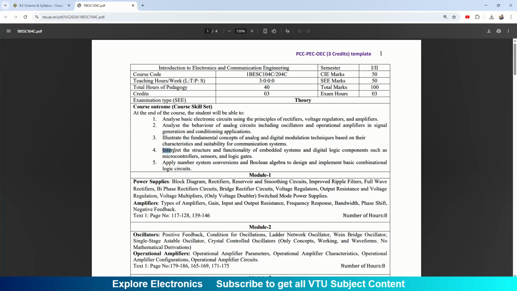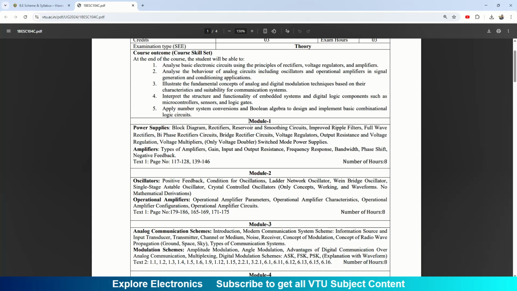Then they should be able to interpret the structure and functionality of embedded systems and digital logic components such as microcontrollers, sensors and logic gates. The last one is that students should be able to apply number system conversions and Boolean algebra to design and implement basic combinational circuits. These are the outcomes of this subject.